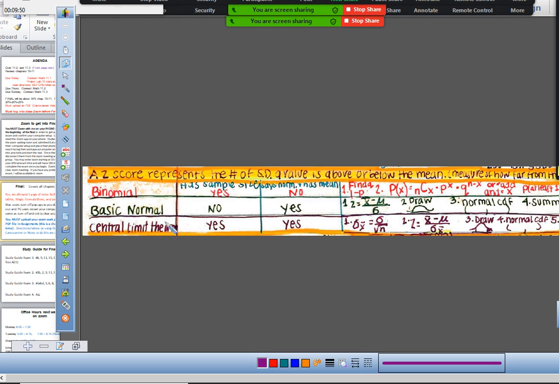So part of her notes, not her whole notes. But, you know, some of the basic things about how to tell whether it's binomial or basic normal or central limit theorem, and then what you would do in those cases. Right, kind of a nice little summary.